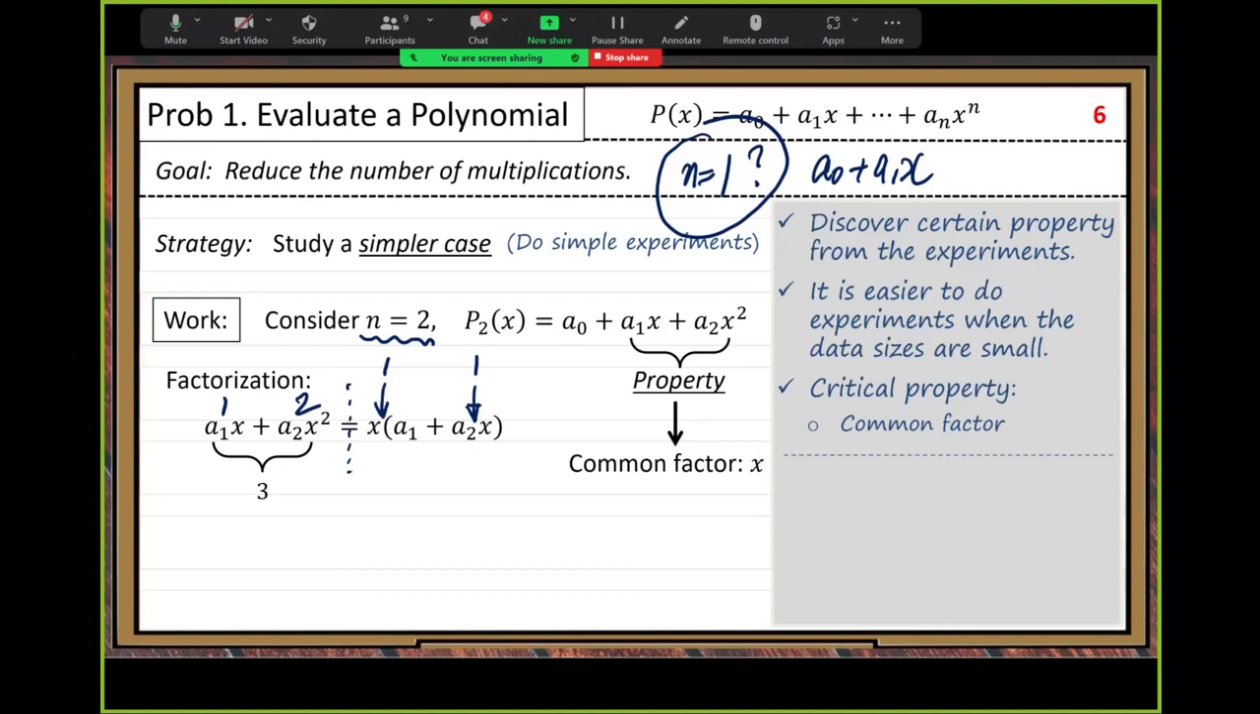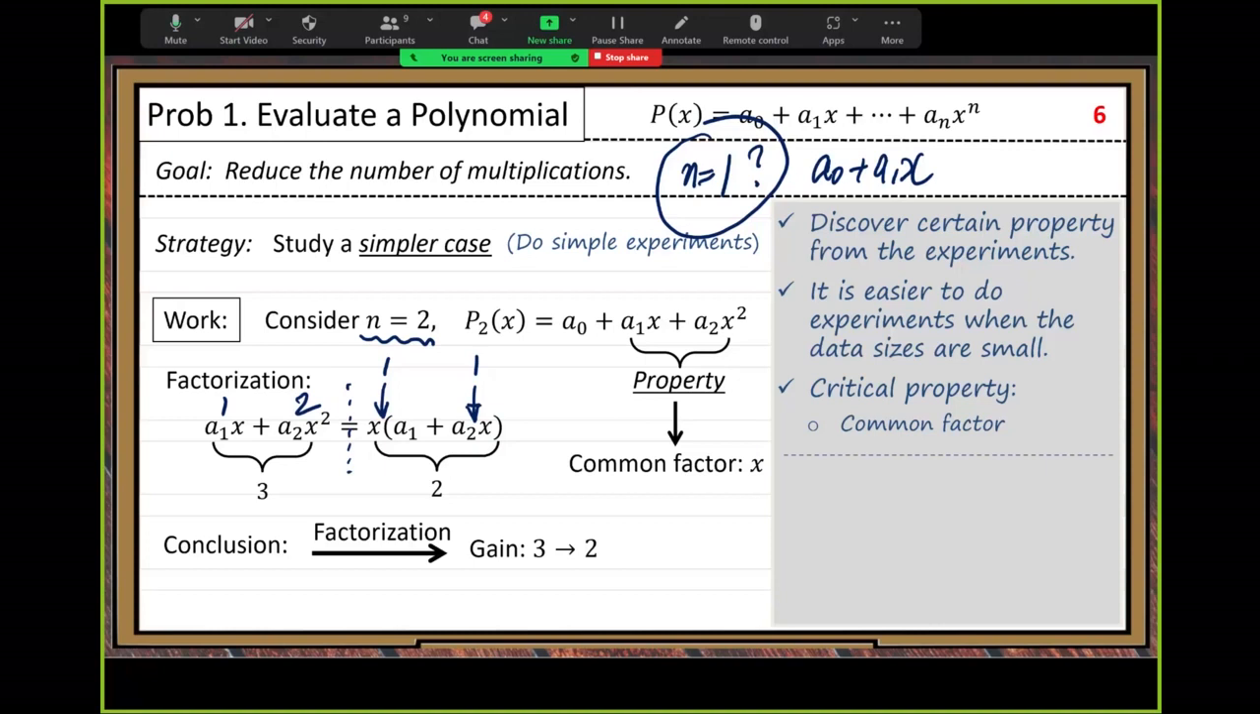Although only 1 multiplication fewer, it is definitely significant. It is meaningful, right? So we can make our conclusion. If we apply the factorization technique here, we get a multiplication reduction gain from 3 to 2.